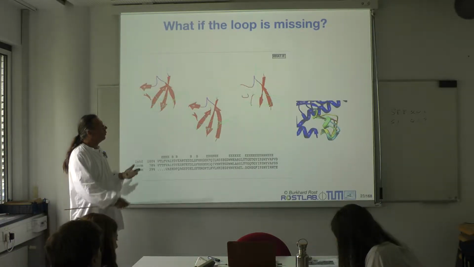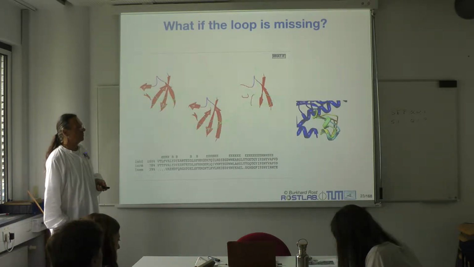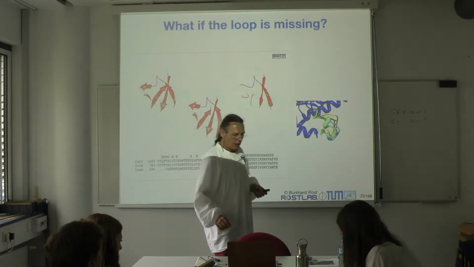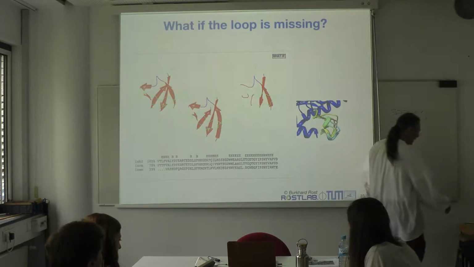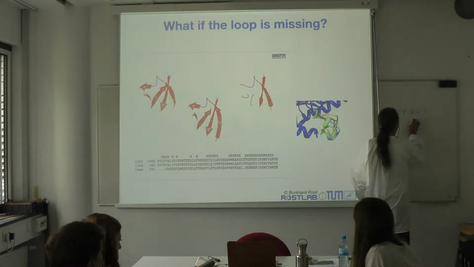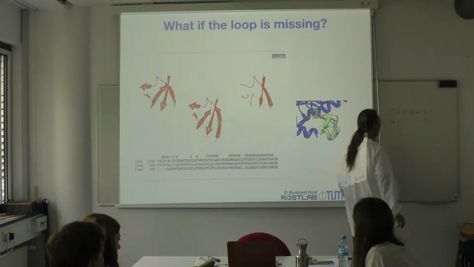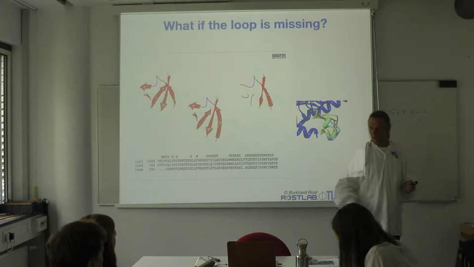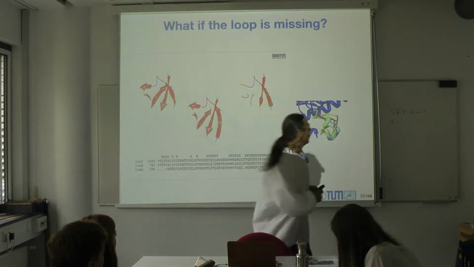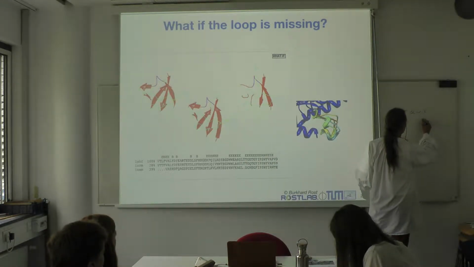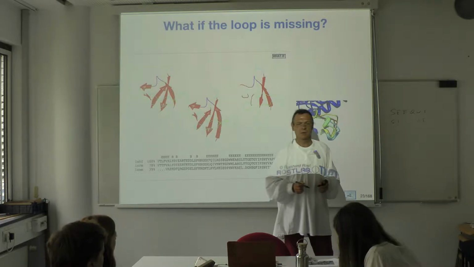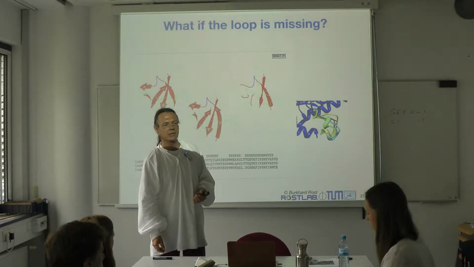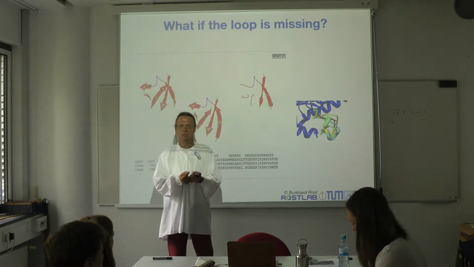Now, what if the loop is missing? What do you do then? This is, in fact, a rather common case where, in the structure, you simply do not have those 2 residues. So these 2 residues are extra in your query protein. You do not have them in the 3D structure. What do you do then?